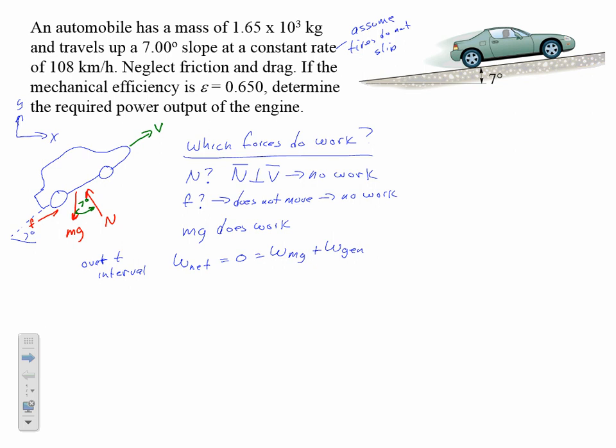Okay. So our net work on the car is 0. It equals the work of the weight plus the work that's generated by the engine of the car. Now I'm really here interested in power, so I'm going to divide everything by time to get power terms. And so this is still 0, and it's going to equal the power associated with the mg force plus the power that's generated by the car, Pgen.